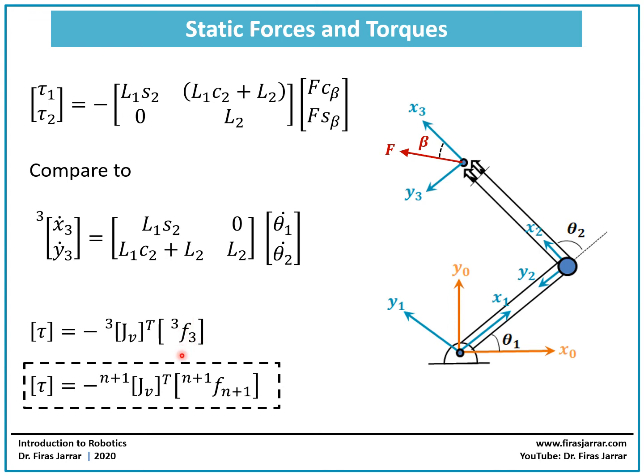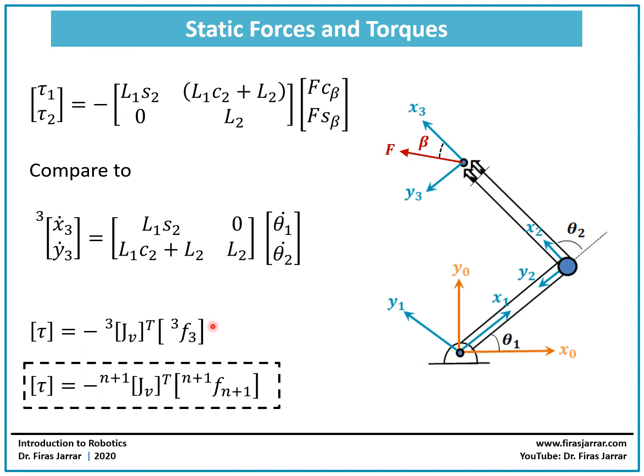end effector, because F3 expressed in frame 3 consists of what? The force times cosine beta, which is projected along x3, which means expressed in frame 3, and here we also have F sine beta, which is the projection of the force along the y direction, which means expressed in frame 3. And this is a very useful conclusion.